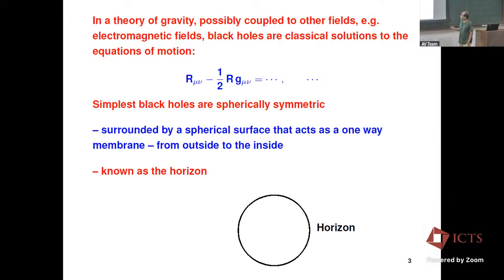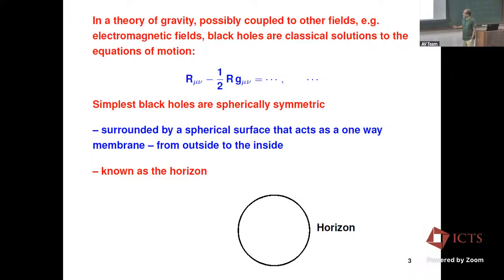So we consider a theory of gravity possibly coupled to other fields like electromagnetic fields. So here black holes are classical solutions to the equations of motion. And this is perhaps the most famous of those equations, the Einstein's equations, which determine the metric of space-time. Here R mu nu is the Ricci tensor, this is the curvature scalar, and this is the metric of space-time. And then there are various other equations which determine the other fields.